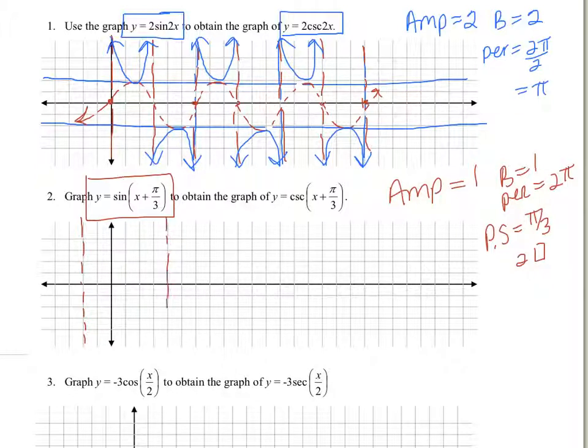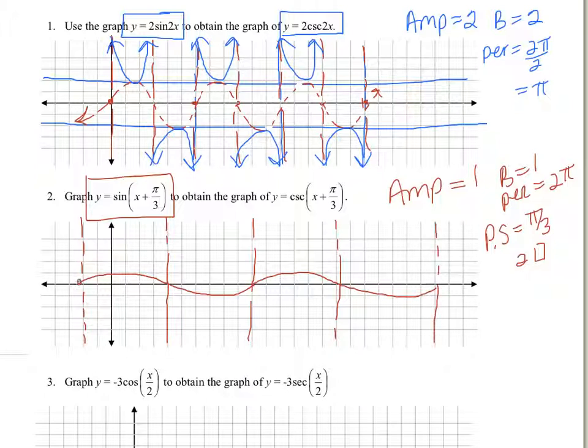So 2, 4, 6, 6. All right, let's see what we have so far. All right, so the period is 2 pi. So that's 1, 2. There's the sine. 1, 2.